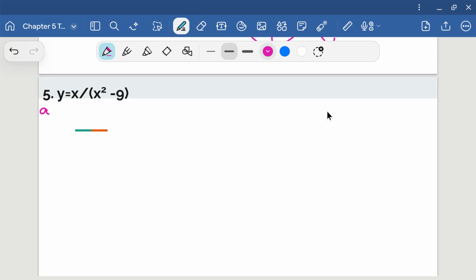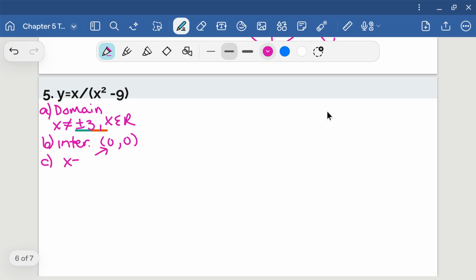The first part is asking for domain. So domain here is hopefully nice and easy. Looking at the denominator, x just cannot equal positive or -3. Other than that, x can be anything. The other part asked for intercepts. If we find our intercepts, we can find them by setting x equal to 0 and then setting y equal to 0, and you'll find that your intercept is at the origin, so it's (0, 0). It does also ask you for the axis of symmetry, and the axis of symmetry in this case will come from the intercept, and that happens at x equals 0.